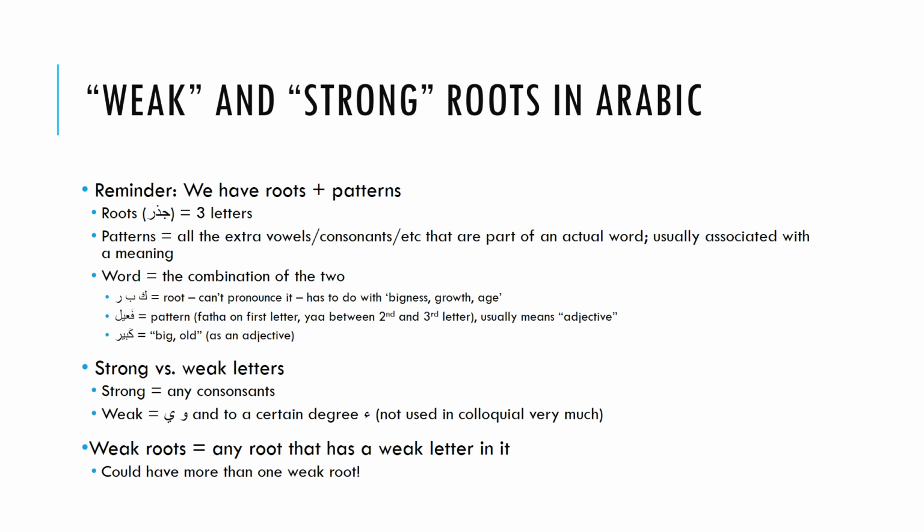Now, the roots are composed generally of 3 letters, sometimes 4, very rarely 2, but just don't worry about that right now. But we can think of the letters that make up the roots as either being strong or weak. Now, strong are any of the consonants. Any consonant that's just a consonant and clearly a consonant is a strong sound. On the other hand, weak letters are really the waw and the ya. In Fusha, you can have a hamza there, but in colloquial Arabic, which is what we're really focusing on today, it's not used that much.